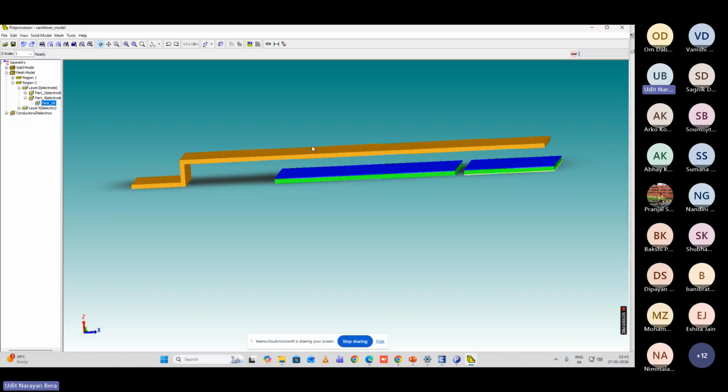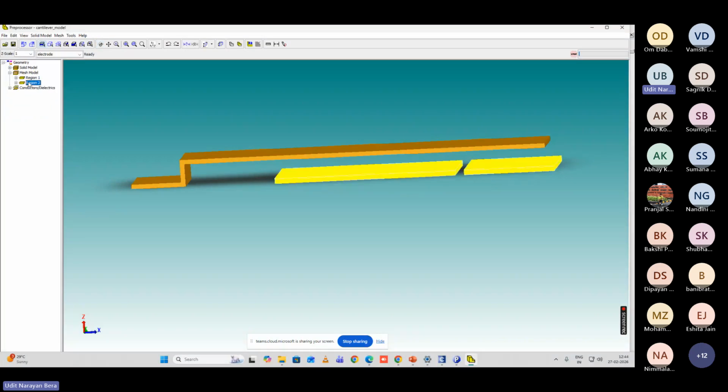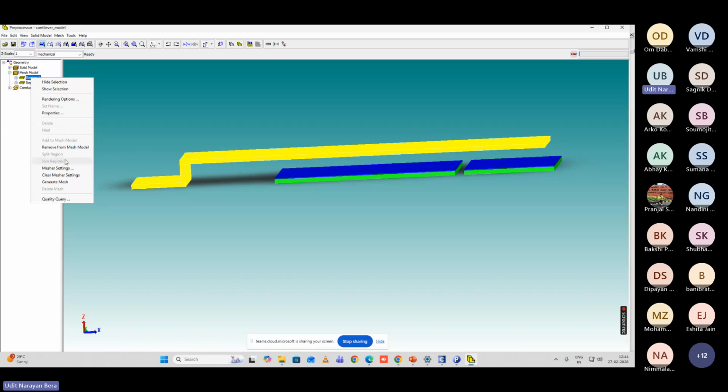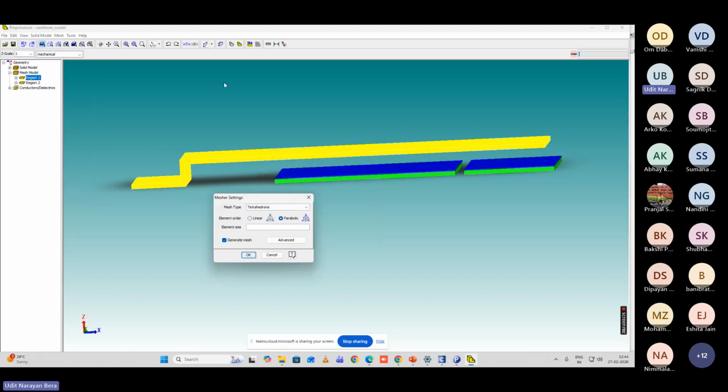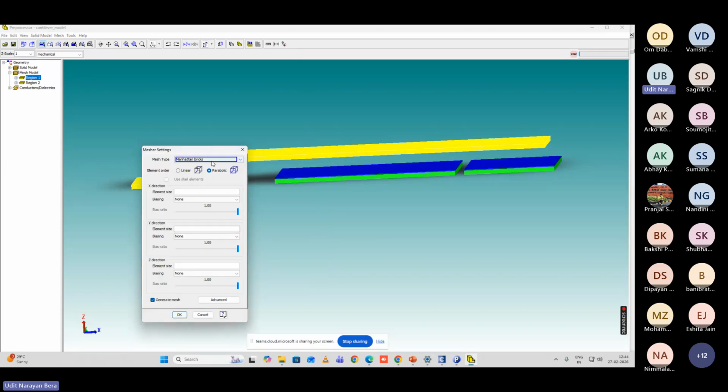Now, after naming, you should go for the meshing part. Let's take region 1 and go for the mesher settings. I am going to take Manhattan bricks. This is very popular, but not only because of that: in CoventorWare, the bricks model gives probably the best solution. And when you go for piezoresistive analysis, you must have the bricks model analysis, otherwise the piezoresistivity analysis will not work. Those are the two reasons we use Manhattan bricks.